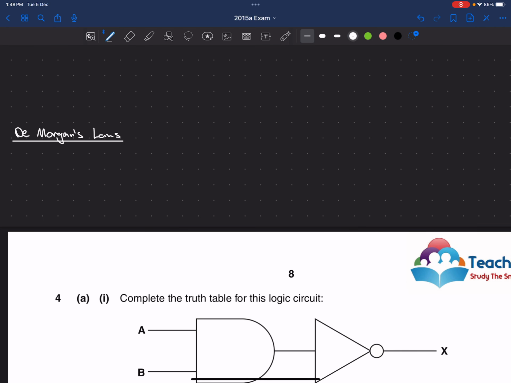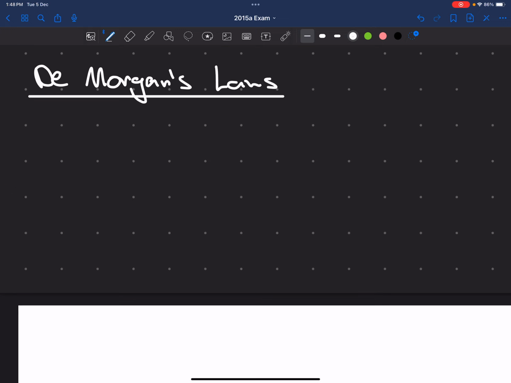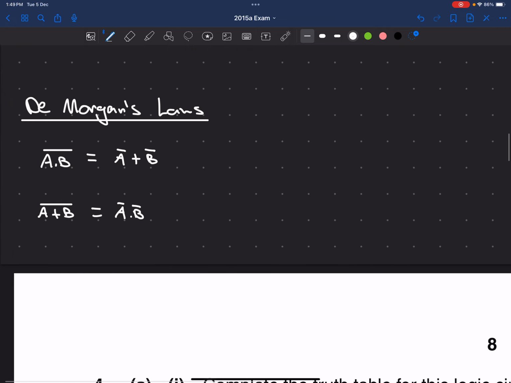So first of all, I'll explain De Morgan's laws. The first law is A NAND B is equal to not A or not B. The second law is very similar to the first law, but in reverse. So we have A NOR B is equal to not A and not B.